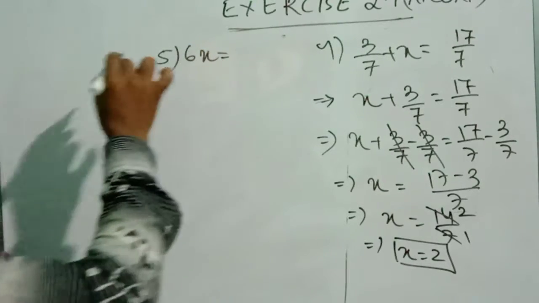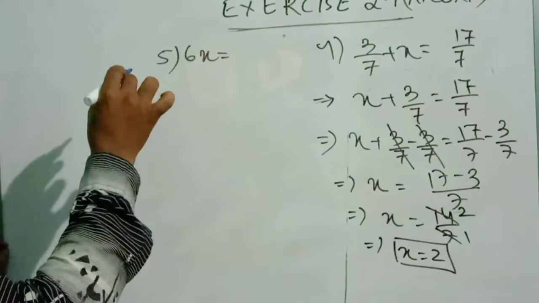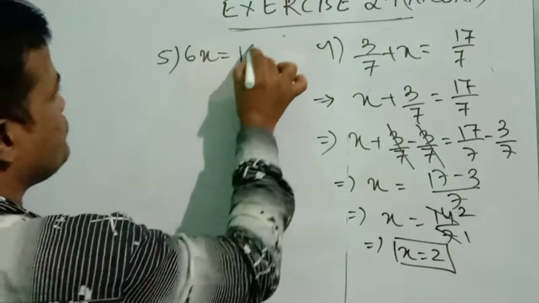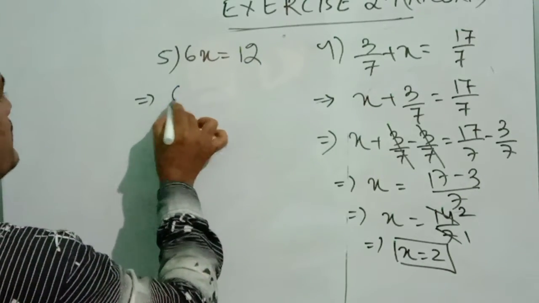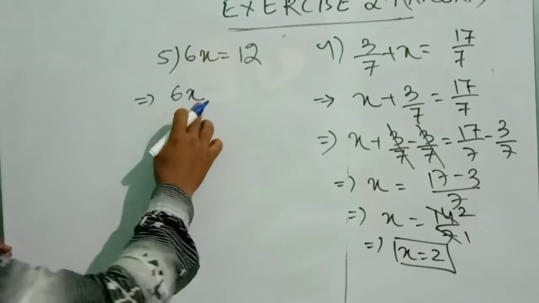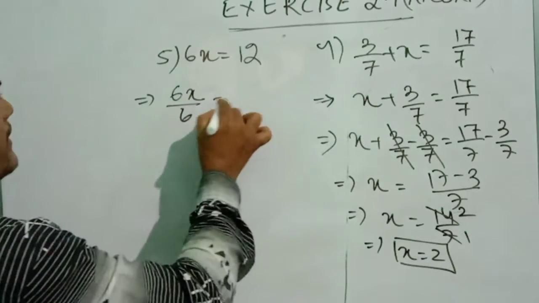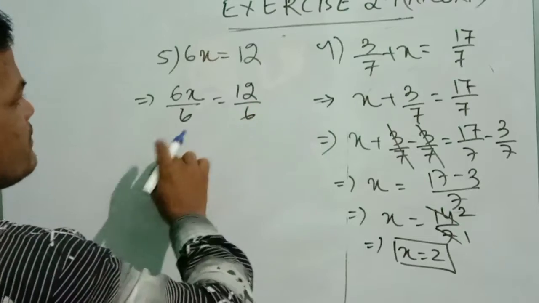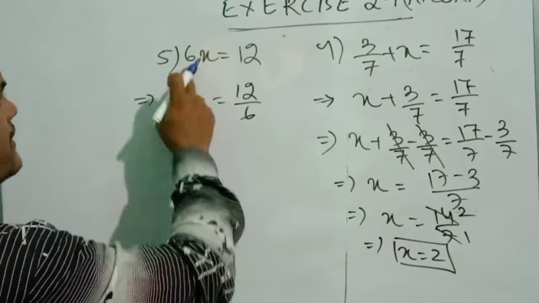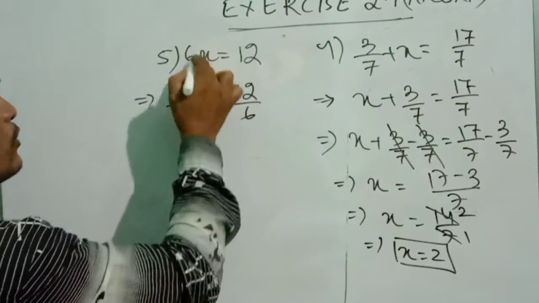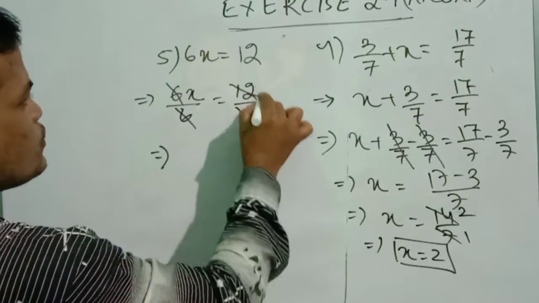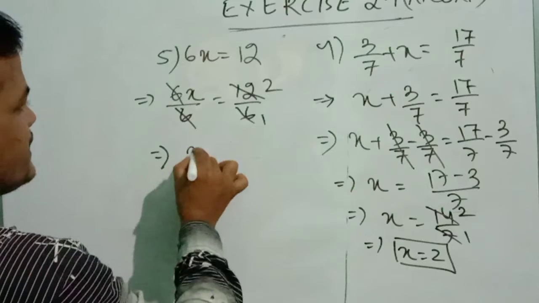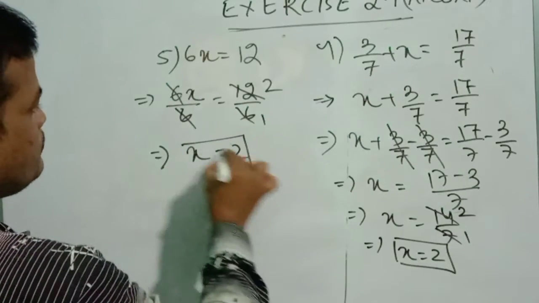6x equal to 12. So now what are we doing? 6x, it is multiplied with x. Now divide by 6. In this case also divide by 6 in order to make it balance. We have just divided 6 on both sides. Why? In order to remove this, so 6 cancels. 6 ones are 6, 6 twos are 12. So what is coming? x equal to 2.